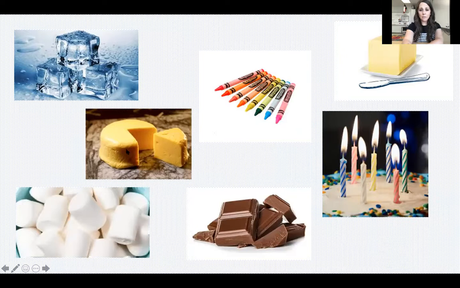Right now, all of these objects are what we call solids, and once heat is added to them and they melt, they can turn into a liquid. Even if they don't fully turn into a liquid, they definitely get softer, mushier, they lose their shape.